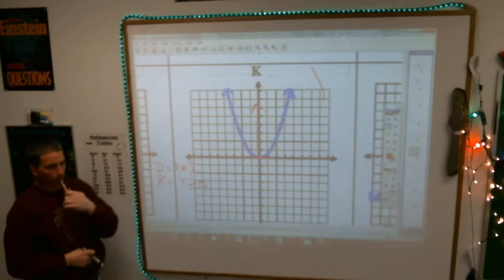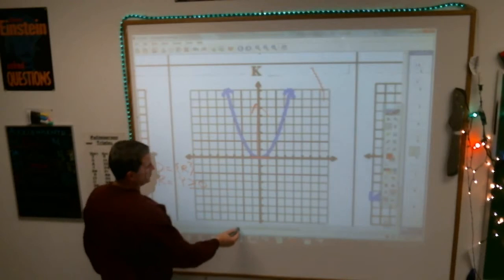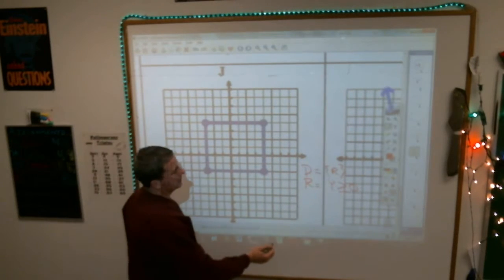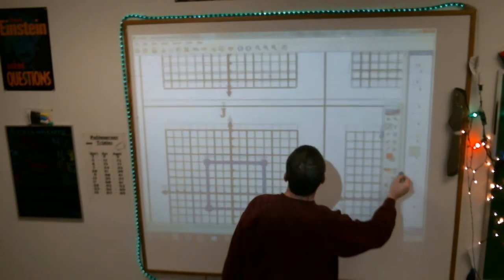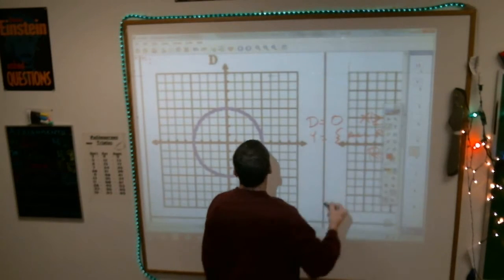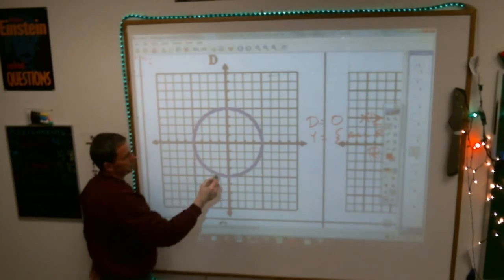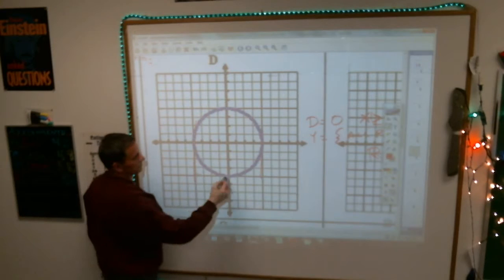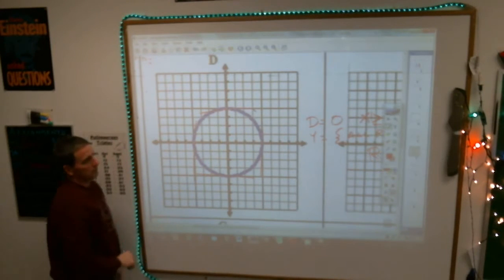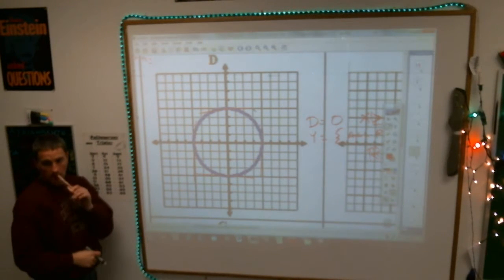A circle should be easy. Here's your X values and here's your Y values. Oh, that makes sense.